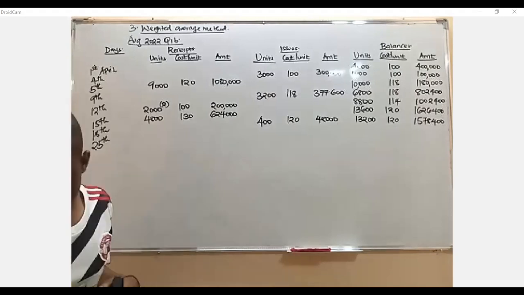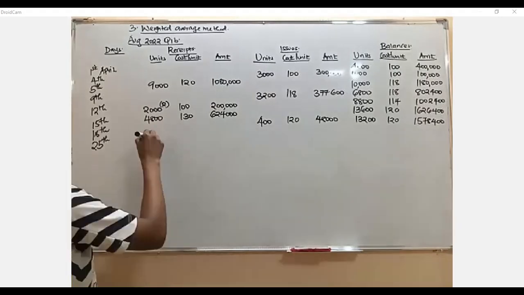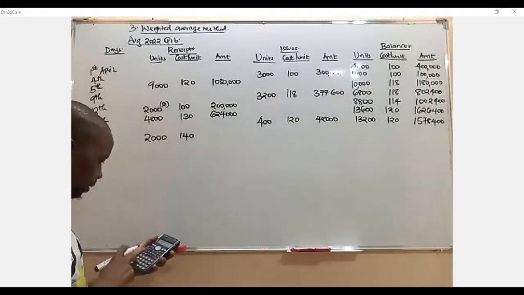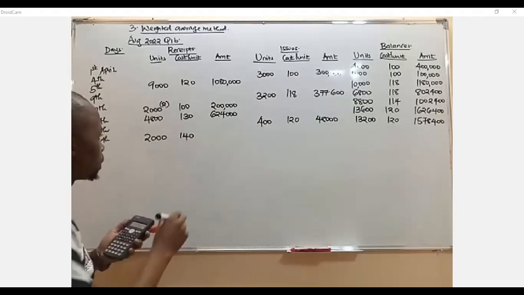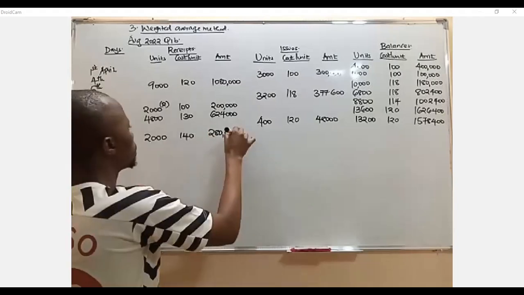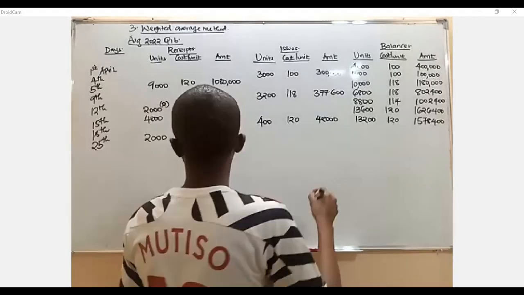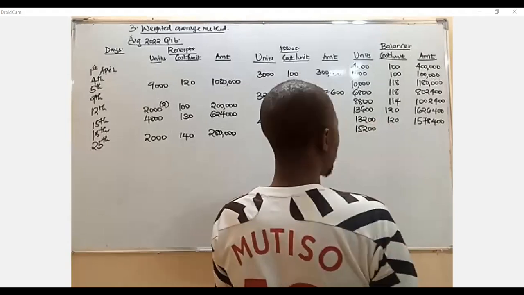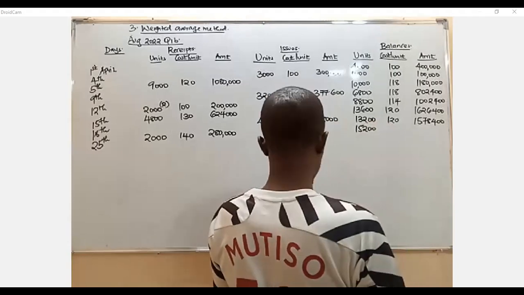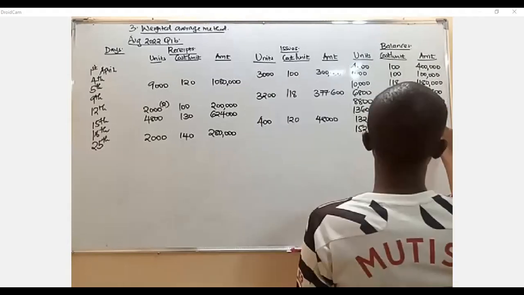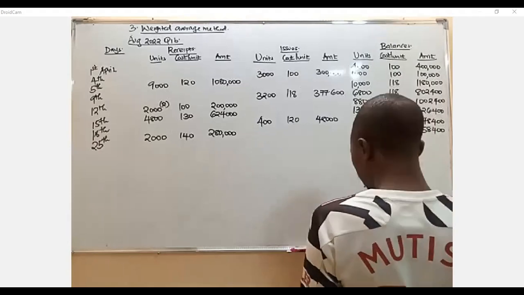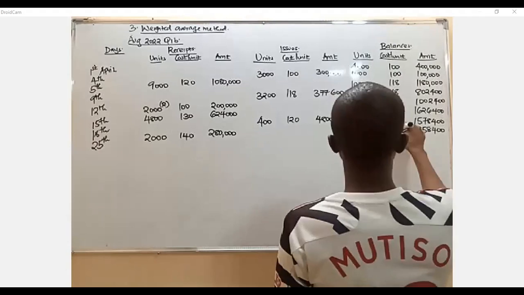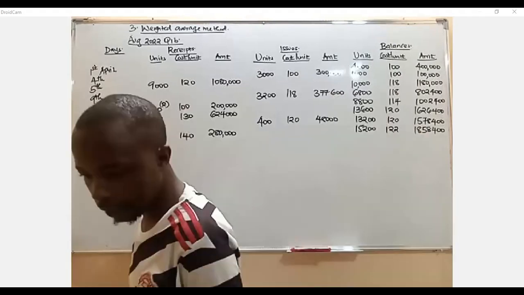On 25th, purchase 2,000 units at 140, right? So 2,000 times 140, getting 280,000. Take it to store. This you are getting 15,200. Then we have plus 1,578,400, getting 1,858,400, divide by 15,200, getting 122. If we are following, after 25th, we go to 28th.